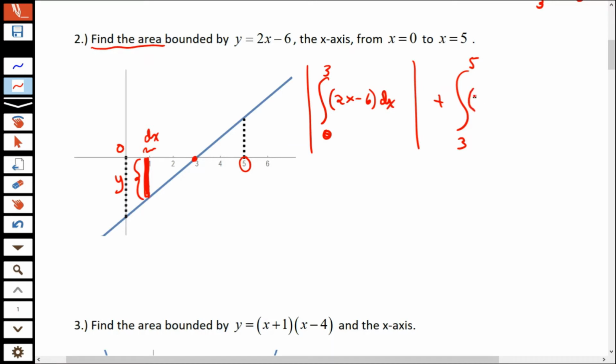Over here, this is also length times width. And we can go ahead and integrate both of these terms, subtract the bounds, and so on. I'm going to leave that up to you to calculate. You should get an answer of 13.